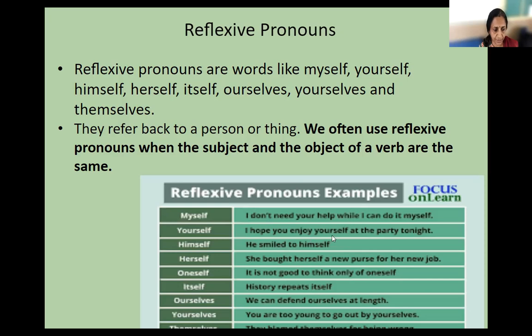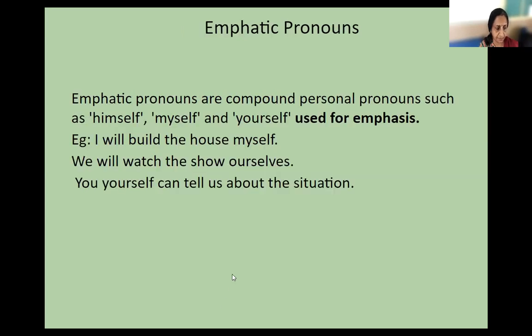I hope you enjoy yourself at the party tonight. Okay, so both are talking about the same object. He smiled to himself. She bought herself a new purse. So both the subject and the object are the same. It is reflecting back onto the subject who is speaking. So itself, ourselves are the plural forms.